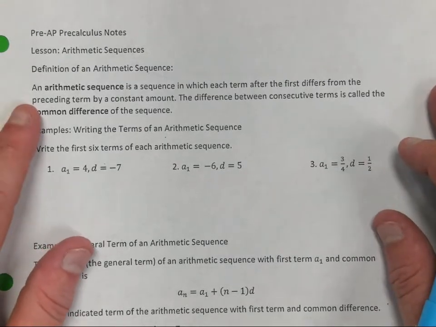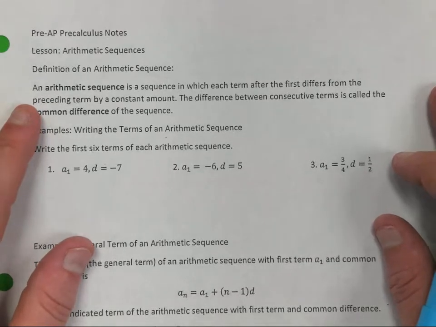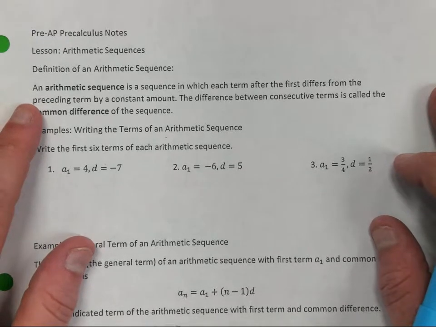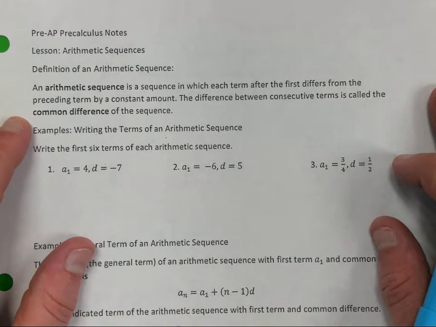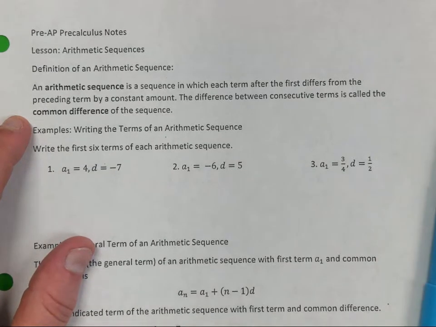The formal definition of an arithmetic sequence is a sequence in which each term after the first differs from the preceding term by a constant amount. The difference between consecutive terms is called the common difference of the sequence. You said, Mr. Fisher, we add it, but it's called the common difference. Difference means subtract. So to find what you're adding, you subtract the two to see what you added. That's why it's called common difference, okay?